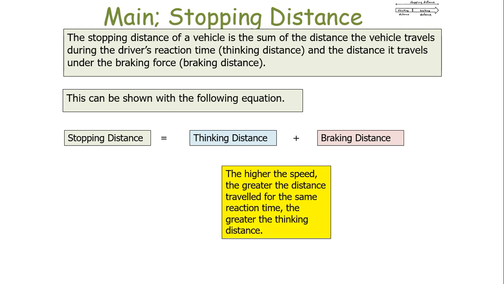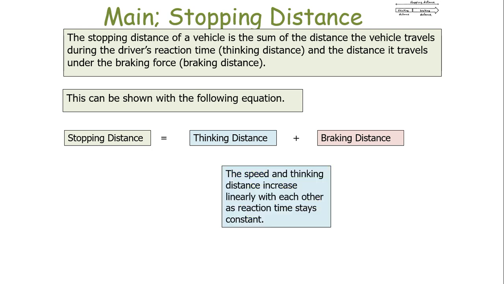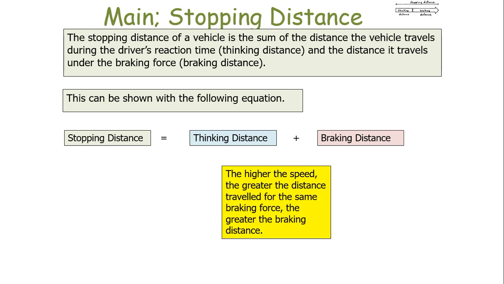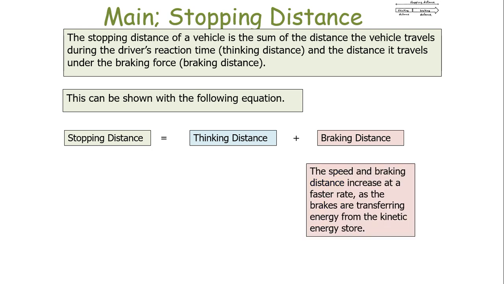Because the higher the speed, the greater the distance travelled for the same reaction time, the greater the thinking distance. So the speed and the thinking distance increase linearly. They increase in direct proportion with each other as the reaction time stays constant. The higher the speed, the greater the distance travelled for the same braking force, the greater the braking distance.